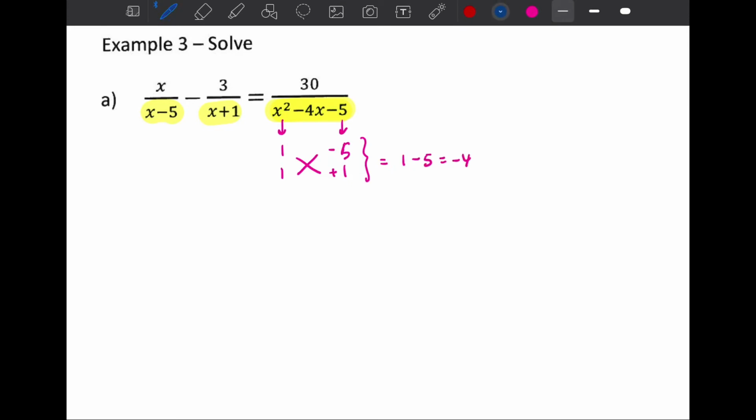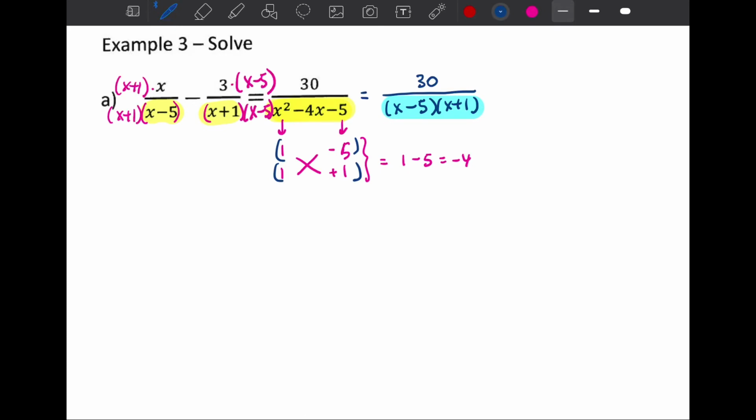All right, so this means we have found the factors. Let's rewrite it. x minus 5 times x plus 1 in the denominator and 30 on the top. Now we can confirm that the lowest common denominator would be x minus 5 times x plus 1. So let's multiply the first term by x plus 1, x minus 5 on the second term. All right, let's rewrite it.